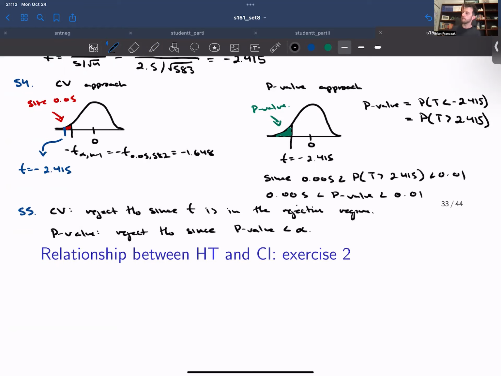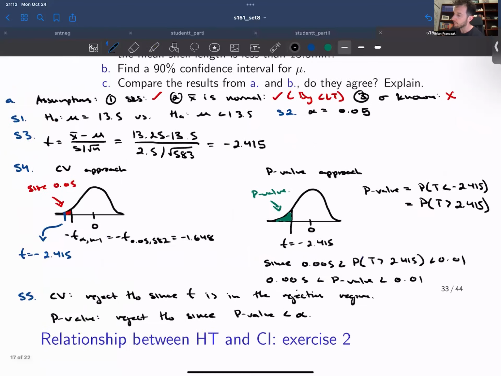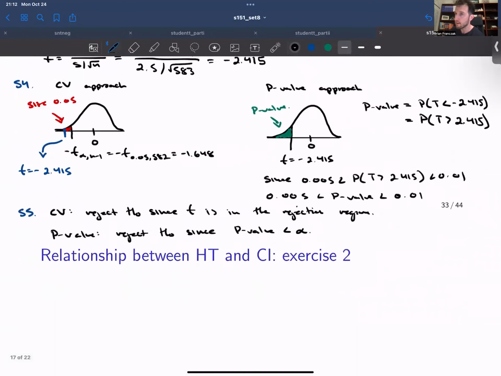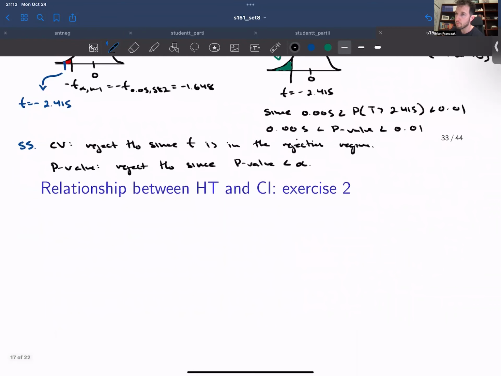And this idea here, the p-value is a number between 0.005 and 0.01. So the biggest value the p-value can equal is 0.01, which is 1%. The significance level alpha is 0.05, which is 5%. 1% is less than 5%, so the p-value must be less than 5%, so we can reject.